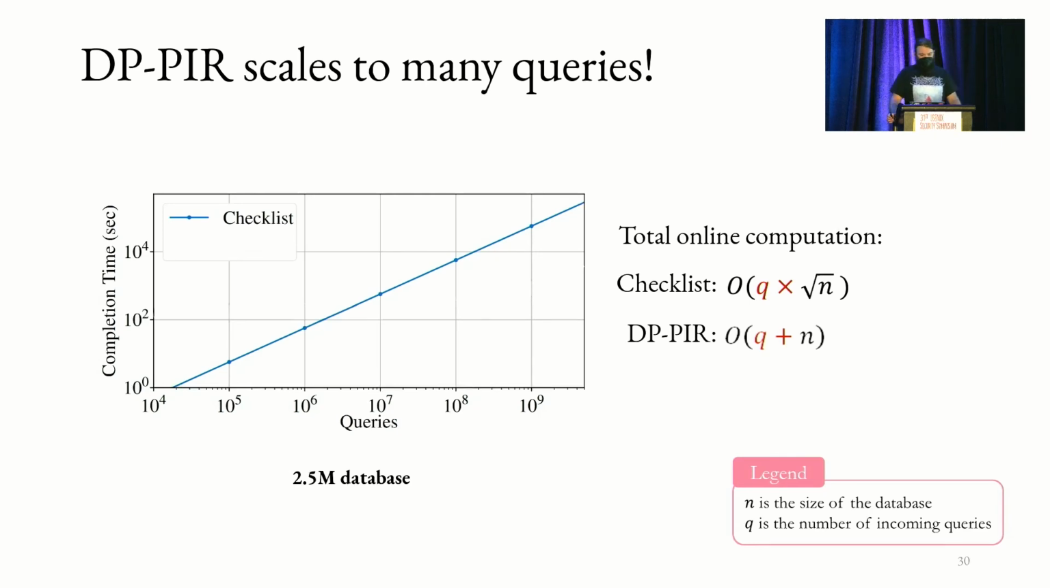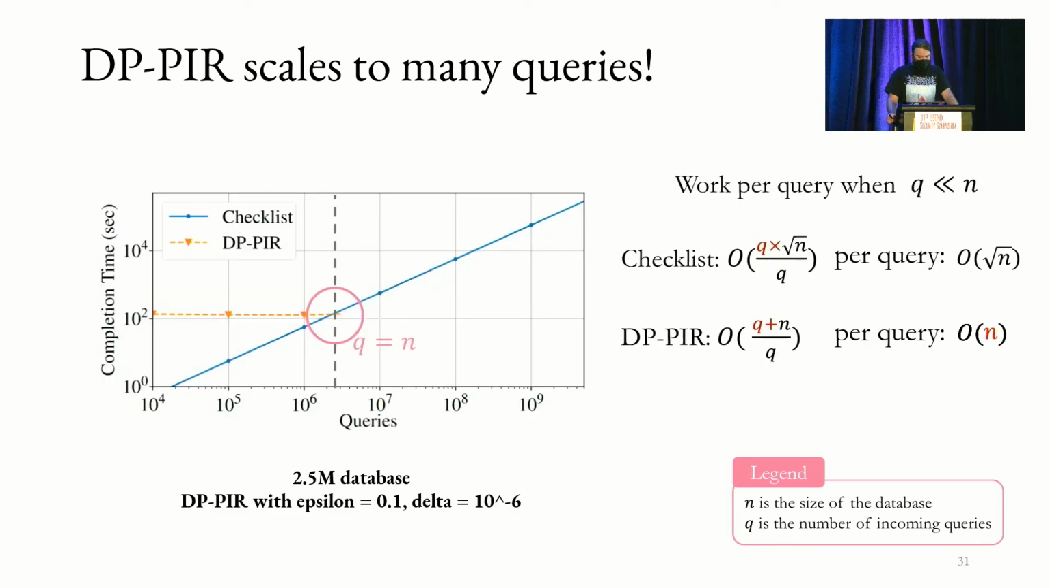All right, now it's time to look at the performance of our new protocol. We'll look at the same experiment from earlier in the talk. The x-axis is the number of queries in a batch, and the y-axis is the total completion time online in seconds. A main observation here is that our protocol handles the batch of Q queries in Q plus n rather than in Q times square root n.